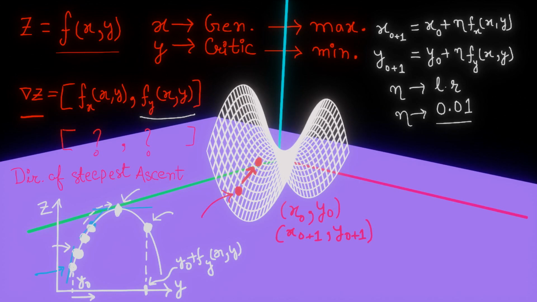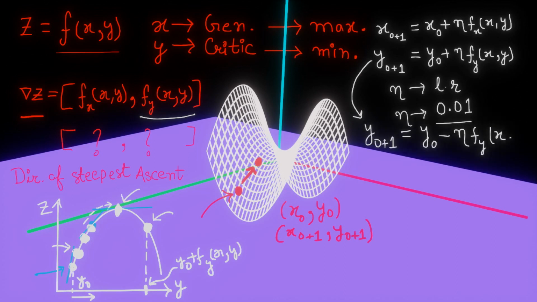Just one last thing, you remember that the critic is trying to minimize the function and the gradient shows the direction of the steepest ascent or the direction of the maximum. So to get the direction of the minimum, we just have to reverse the sign of the gradient's y variable or y component, as y is the critic's output and it wants to go in the opposite direction to what the gradient is showing. So our new y coordinate y0 plus 1 would be given by subtracting the gradient from the current y value y0.